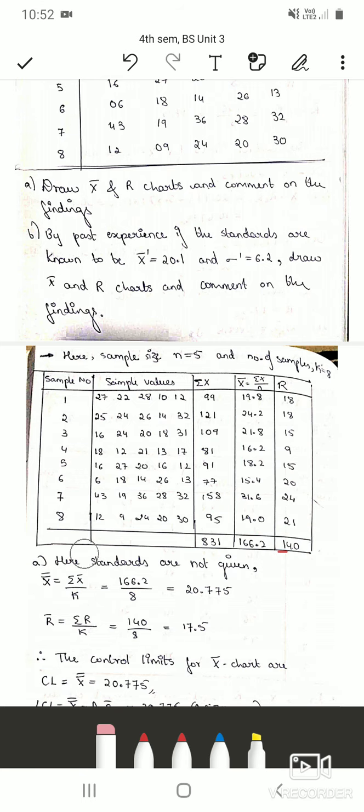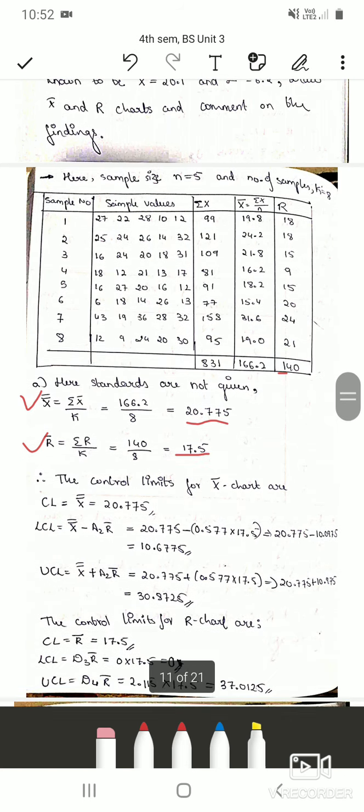So now we have the required information to calculate these two. Substituting, it is 166.2 divided by 8, so k is 8. Therefore x double bar is 20.775 and r bar is 17.5. Once you get x double bar and r bar, then we can write the control limits.